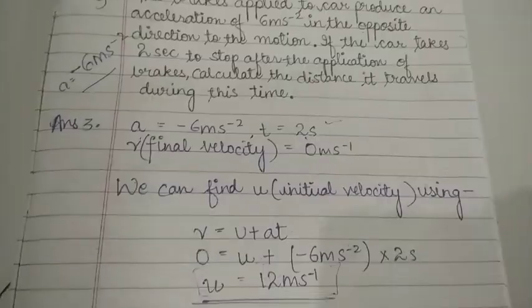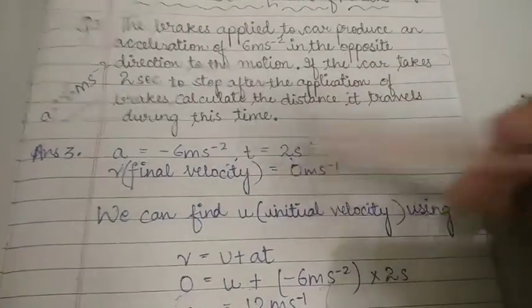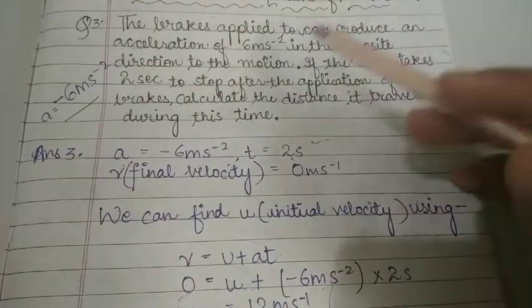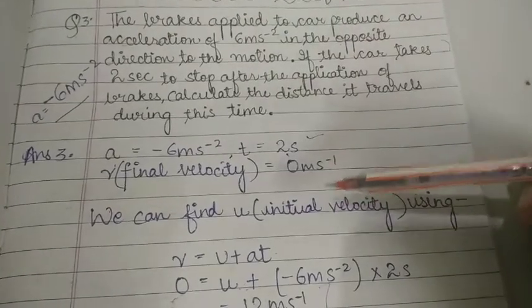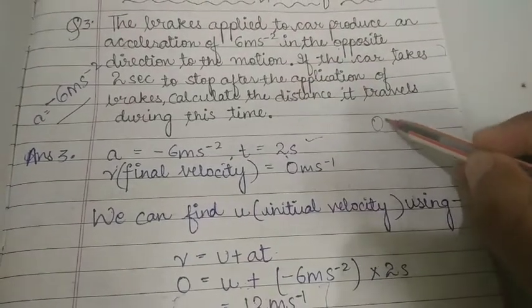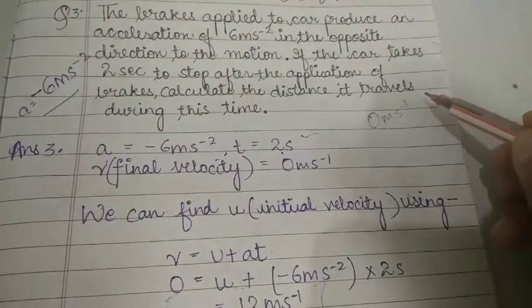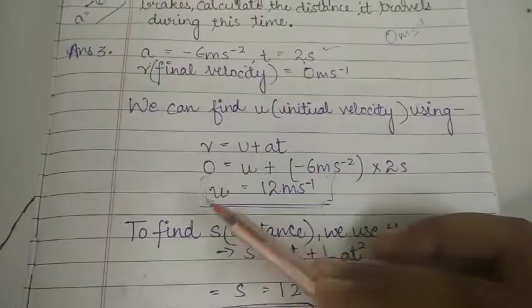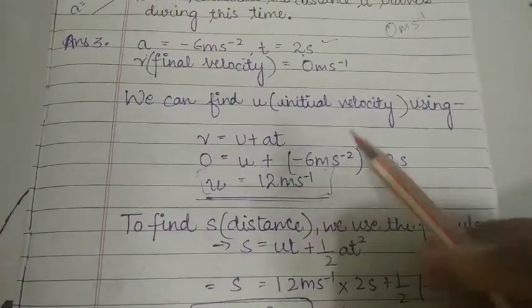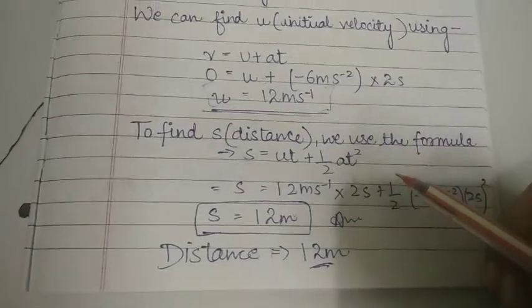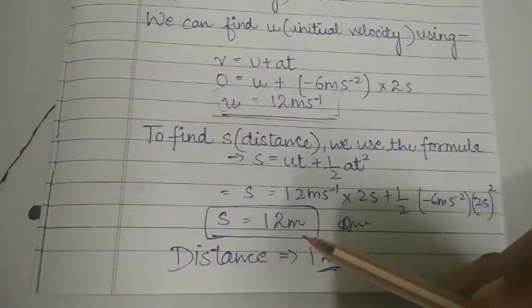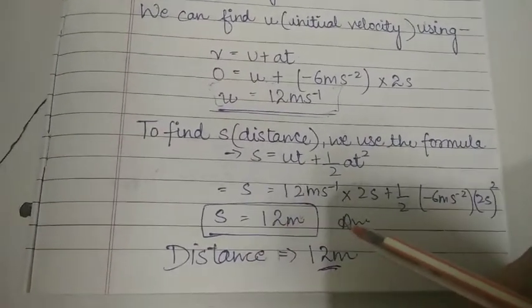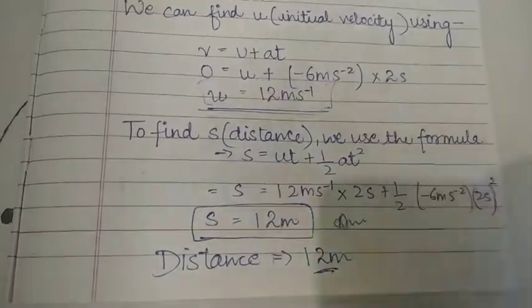So let me conclude the video with what we have done till now. In this question, acceleration is given to you, but it is given in the opposite direction, so you have to write minus 6 meters per second square. Then time is also given to you, that is 2 seconds. When the final velocity is not given to you, you write 0 meter per second. Then we have to find the initial velocity, so you use the formula v is equal to u plus at, and you get the initial velocity equal to 12 meter per second. Then we find the distance using s is equal to ut plus half at square, and by substituting the values you get the distance equal to 12 meters. So this is question 3.